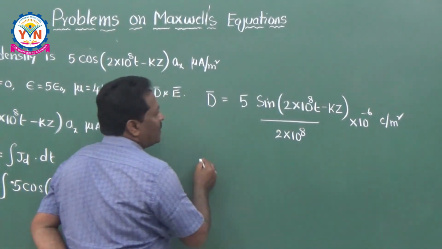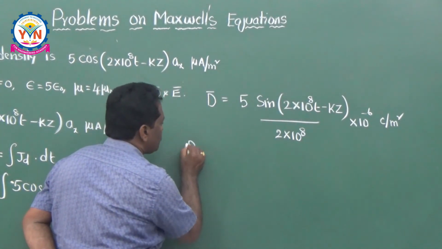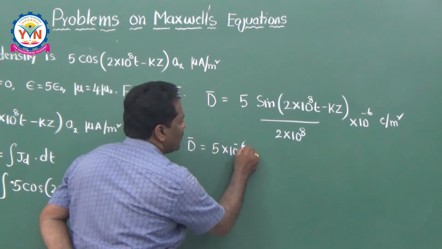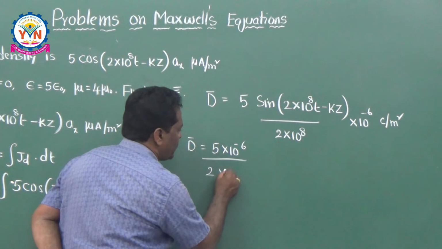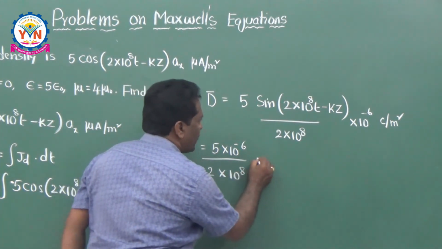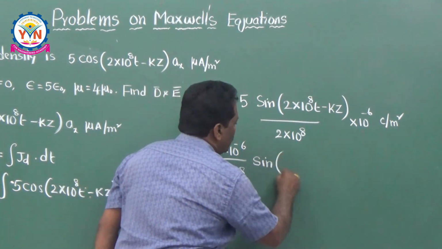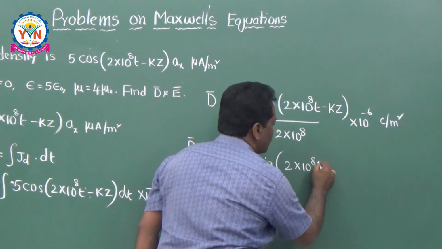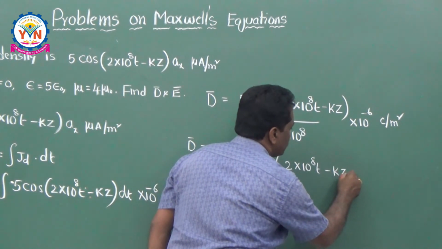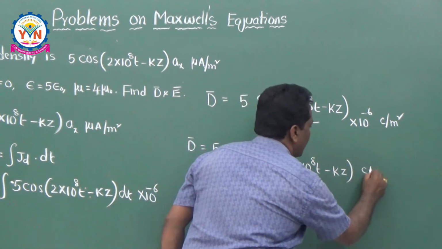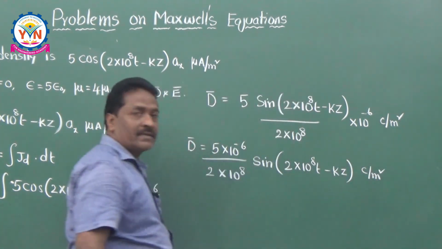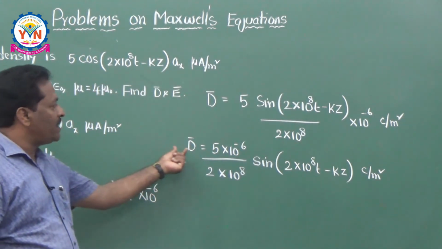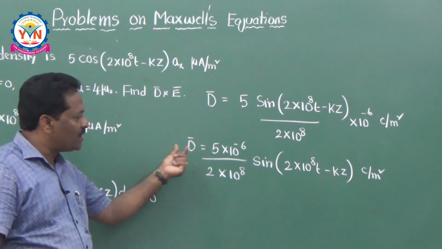Therefore, what is D bar? D bar is equal to 5 into 10 to the power of minus 6 divided by 2 into 10 power 8, sine of (2 into 10 power 8 t minus kz) coulombs per meter square. This is nothing but the flux density D bar. Very simple. Just by using this expression, we are integrating JD to get the value of D bar.